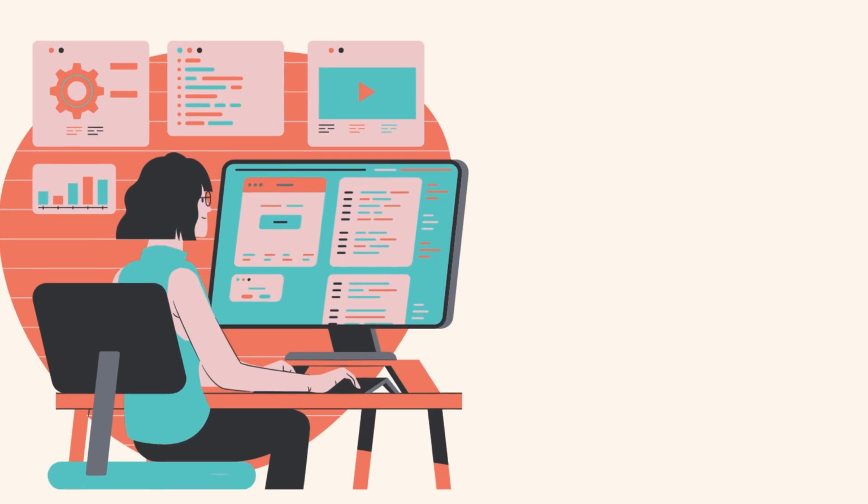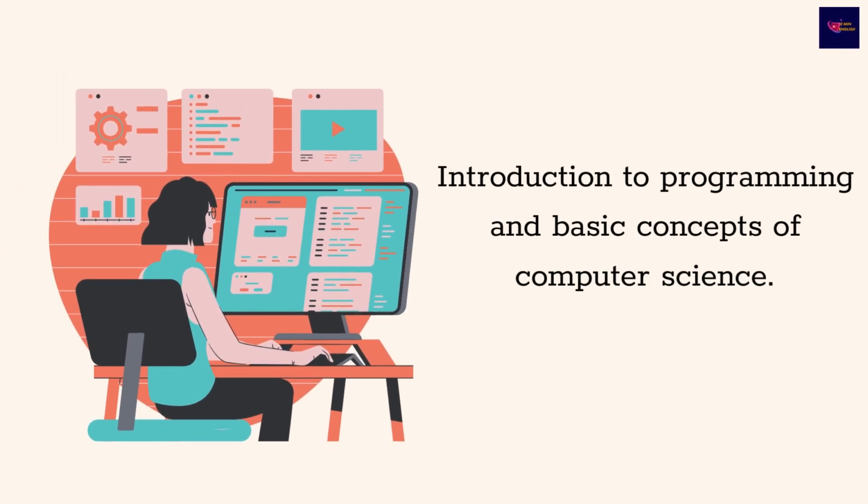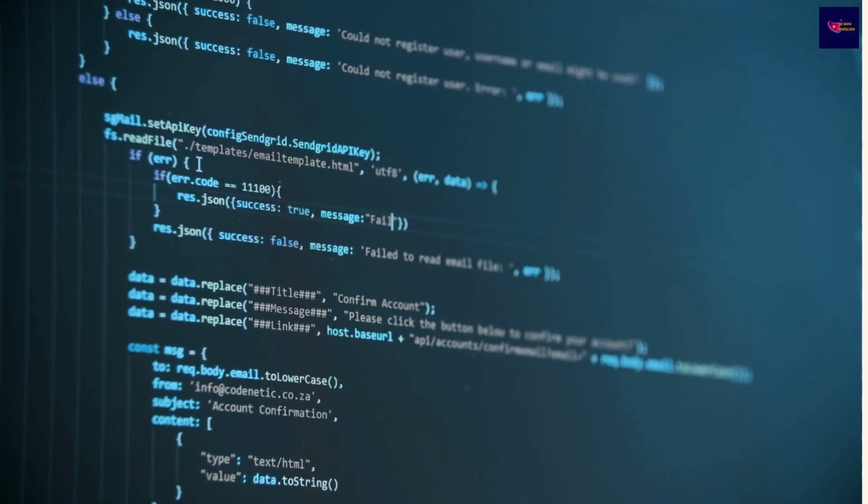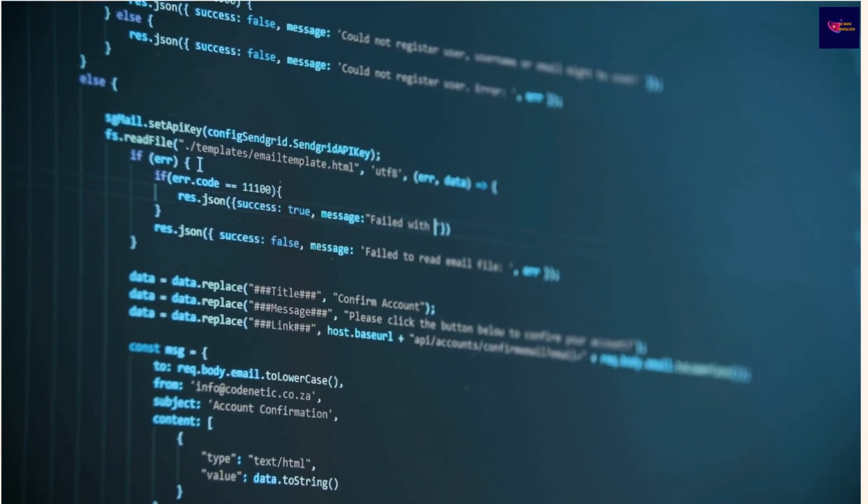Programming. Introduction to programming and basic concepts of computer science.